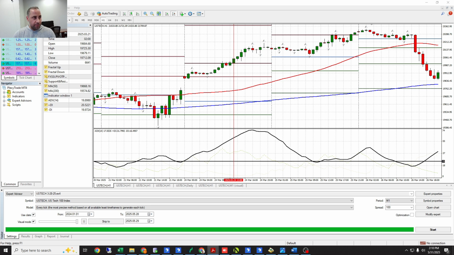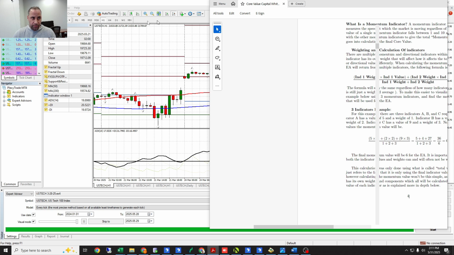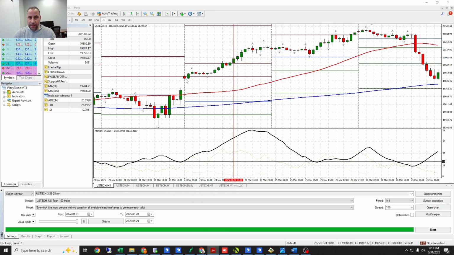Now, the formula to calculate this from our white paper, as you can see here, is the indicator 1 weight times the indicator 1 value, plus indicator 2 weight times indicator 2 value, and so on and so forth, as many indicators as we have, divided by indicator 1 weight plus indicator 2 weight plus indicator 3 weight, and so on. So we have 16 different indicators that are doing this calculation every millisecond. Now, let's go over a real life example.